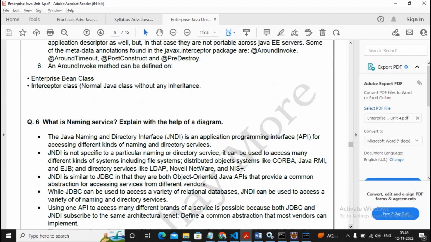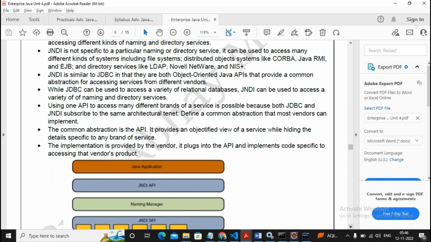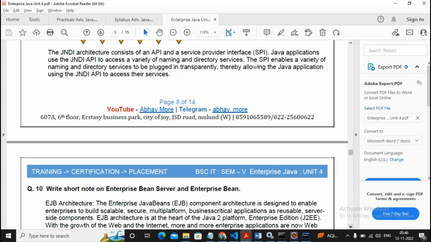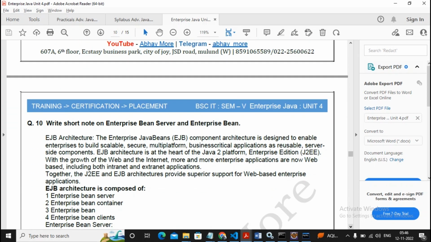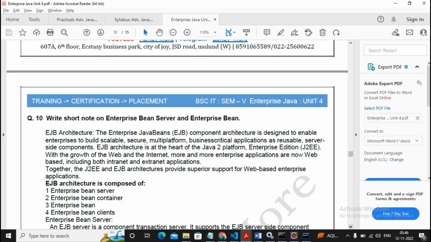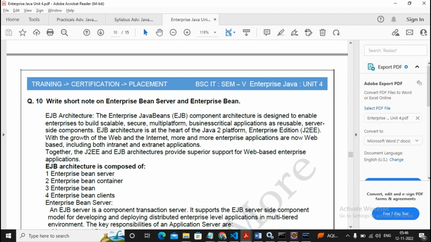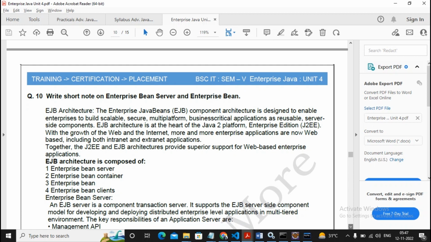Moving ahead, what is the naming service? You prepare at least one question about JNDI. That is more than sufficient. Write a short note on EJB server. There are components here. When you're looking at Enterprise Java Beans, they are called EJB server, EJB container, EJB client, Enterprise Bean. So these are 4 major components, not 5: Enterprise Bean server, Enterprise Bean container, Enterprise Bean and Enterprise Bean client. So prepare well for this answer also.